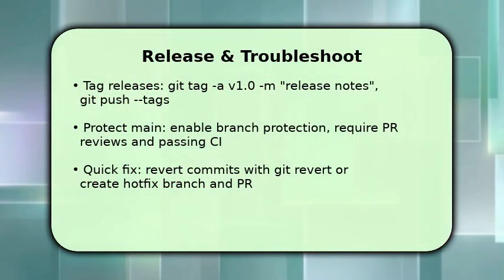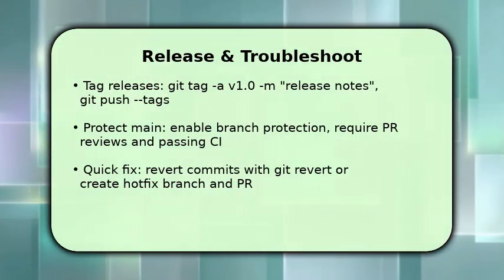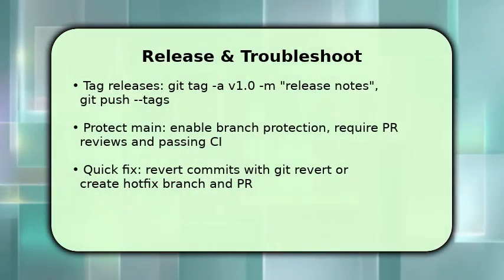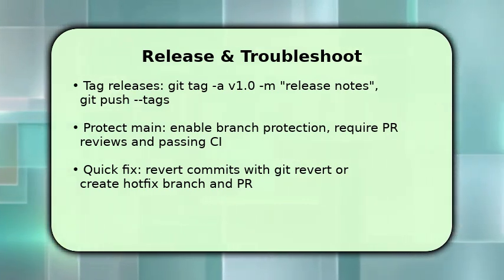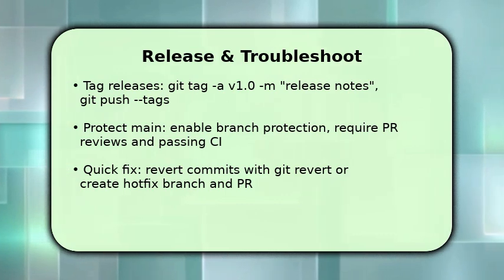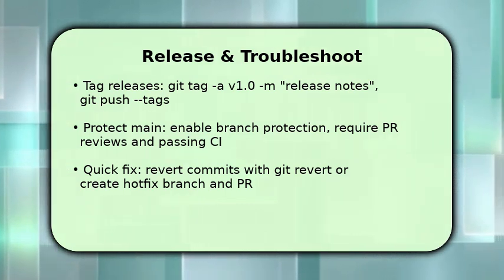You prepare a release by tagging a stable commit and pushing tags so others can install specific versions. Once tags are pushed, create a changelog and merge the release PR into main. Enable branch protection and required CI to avoid regressions.